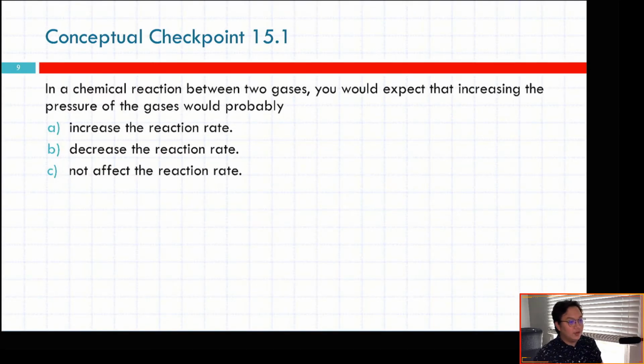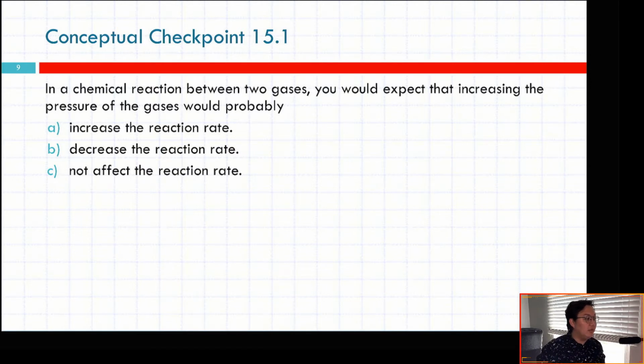Okay, so this is a good one that we can do in the chat. In a chemical reaction between 2 gases, you would expect that increasing the pressure of the gas would probably increase the reaction rate, decrease the reaction rate, or not affect the reaction rate. What do you think? If we increase the pressure of the gases. Okay, 1 vote for increase. Anybody else want to take a stab? Do you think that Mel is right? Do you think that they are wrong? All right, we got a thumbs up from Kaylee.